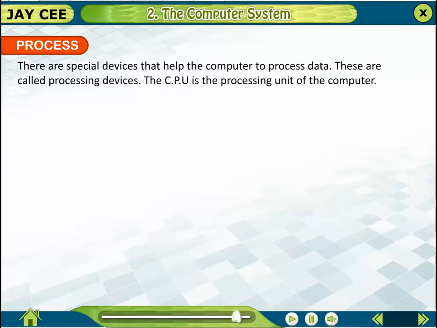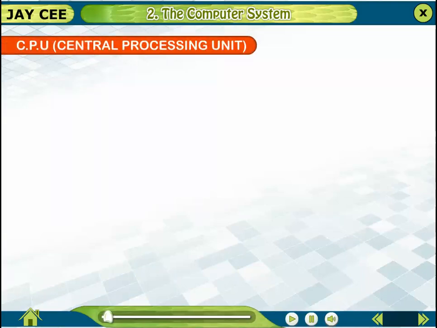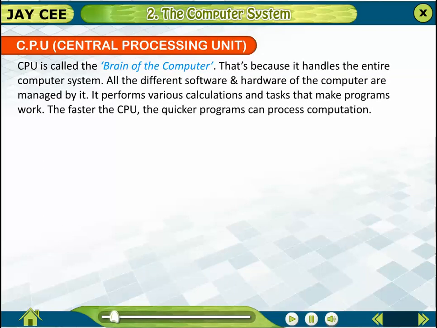Process. There are special devices that help the computer to process data. These are called processing devices. The CPU is the processing unit of the computer. CPU, Central Processing Unit.